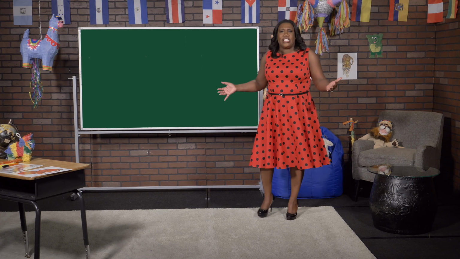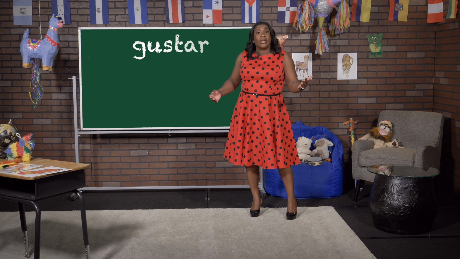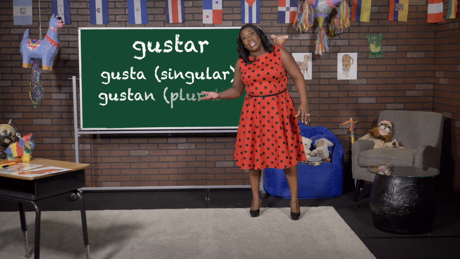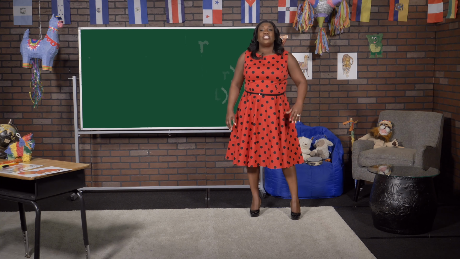Now, I did all of this talking about expressing likes and dislikes in Spanish, but you can't do that without two things. Yeah, dos cosas. You need those two things. One, you have to use the verb gustar. Gustar is not like regular AR verbs. Instead, it's a little bit different. You're going to use gustar, either the singular form, gusta, or the plural form, gustan. In this case, we'll be using gusta.